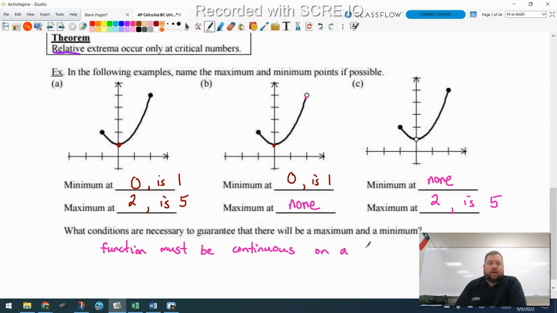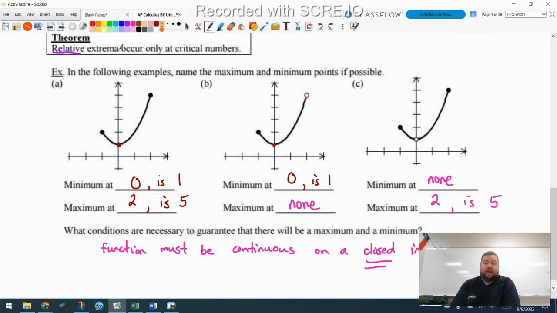on a closed interval. Okay, that closed is important because look at letter B. It is continuous for an open interval. The only place where there's a discontinuity is on that endpoint right there. But that made a big problem for us when we were trying to find a maximum. So it has to be continuous on a closed interval to be able to have a maximum and a minimum.